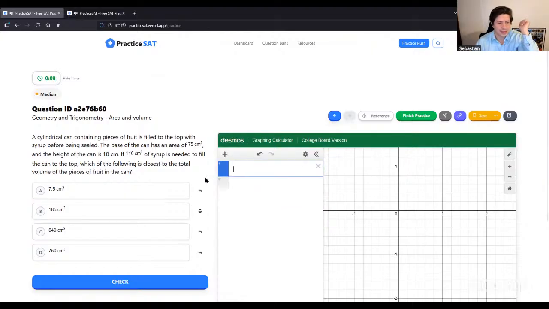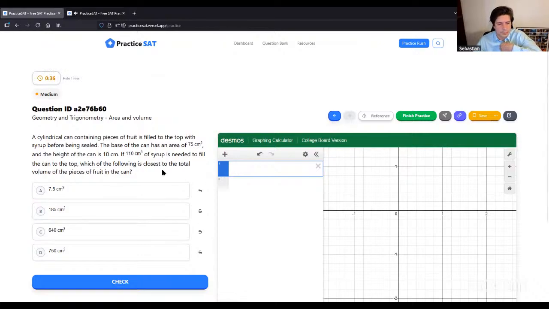A cylindrical can containing pieces of fruit is filled to the top with syrup before being sealed. The base of the can has an area of 75 centimeters, and the height of the can is 10 centimeters. If 110 centimeters of syrup is needed to fill the can to the top, which of the following is closest to the total volume of the pieces of fruit in the can?